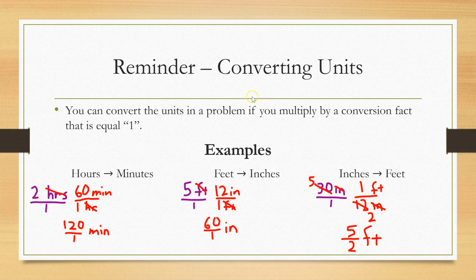This process of finding a conversion fact where you have something in the numerator and denominator that are equal to each other but use different units is the process we're going to use for converting between radians and degrees, after I show you what a radian exactly is.